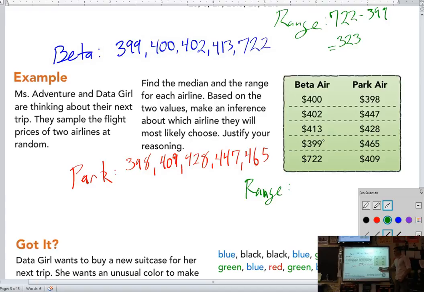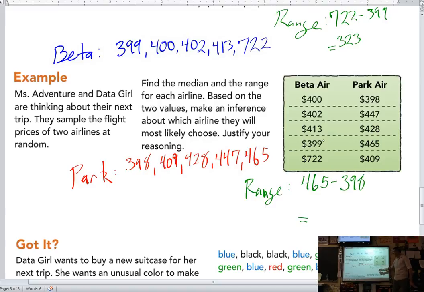And our range here, Caleb, how do we find our range for Park Air? We would do 465 minus the 398. Yep. And again, imagine for a minute if this was 400. That would give you a difference of 65. 2 more is a difference of 67.